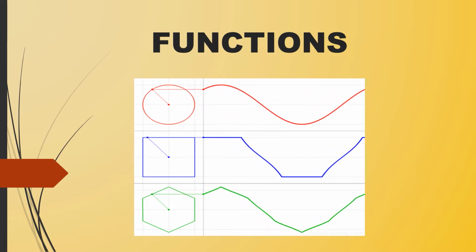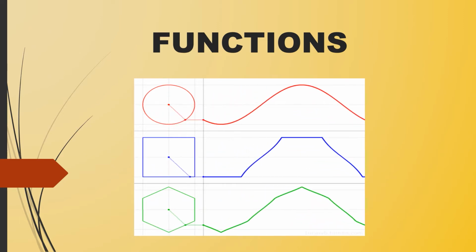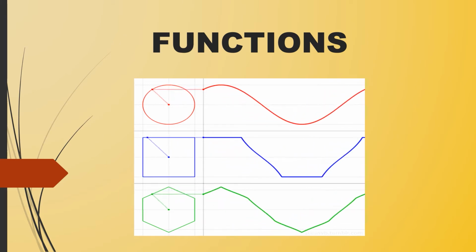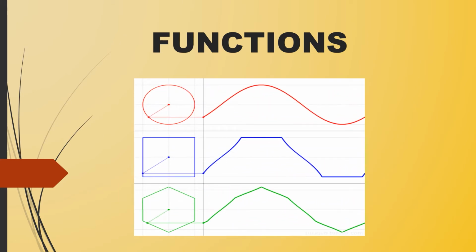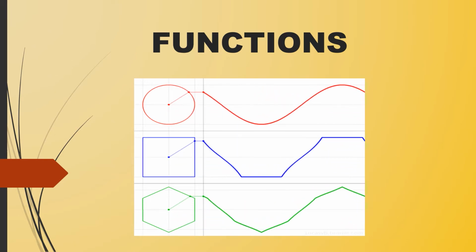A function f is a relation if no two ordered pairs in the relation have the same first element. A function that is a relation between two sets can be represented graphically because it is a set of ordered pairs and can be plotted on the Cartesian plane. Different types of function and their graphical representation.